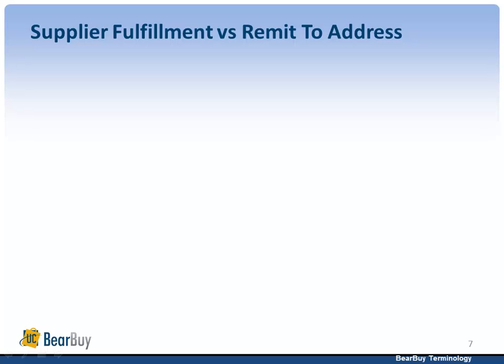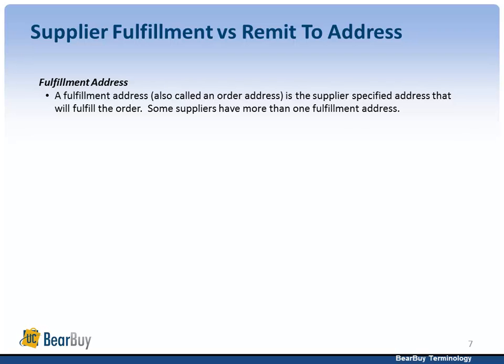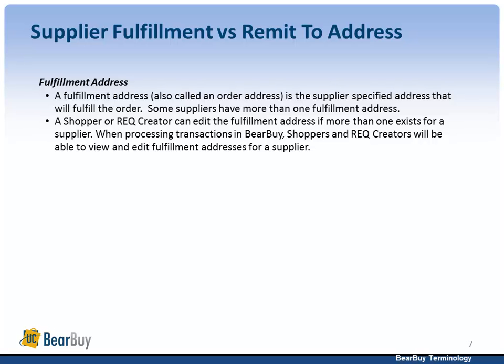Now let's look at fulfillment versus remit to addresses. A fulfillment address, also called an order address, is the supplier's specified address that will fulfill the order. Some suppliers have more than one fulfillment address. A shopper or requisition creator can edit the fulfillment address if more than one exists for a supplier. When processing transactions in BearBuy, shoppers and rec creators will be able to view and edit fulfillment addresses for a supplier.